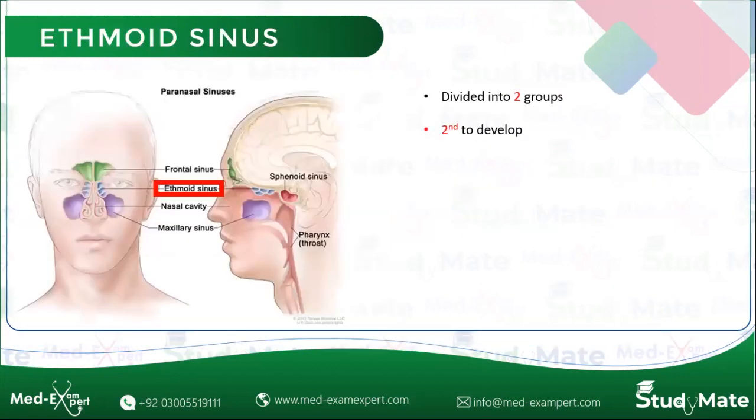Then we have the ethmoid sinus. Ethmoid sinuses are divided into two groups and they are second to develop in the intrauterine life. As we have already discussed, the ethmoid sinuses are divided into the anterior and the posterior ethmoidal air cells.